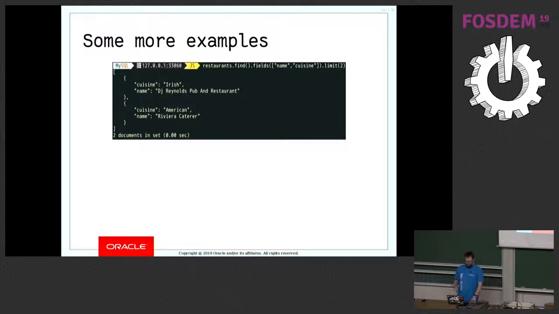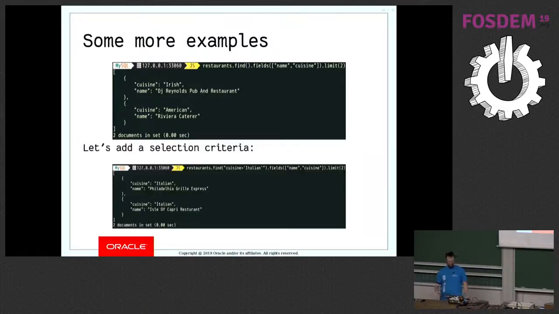More examples. So you do restaurant find, and I want to see the name and the cuisine, and I want to limit to two records. So two documents. I have this first one, cuisine Irish, this is the name of the restaurant, and this is cuisine American, and another name, right? All that without any single line of SQL. So documents, not using SQL, this is what people want. So we go there, right?